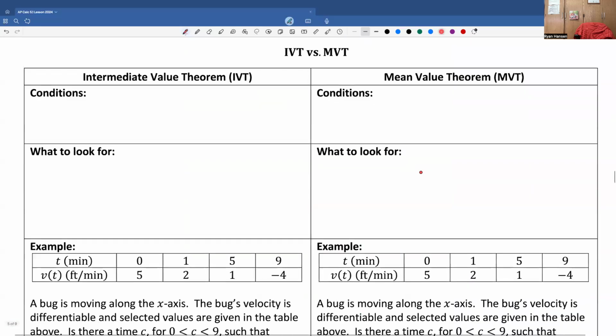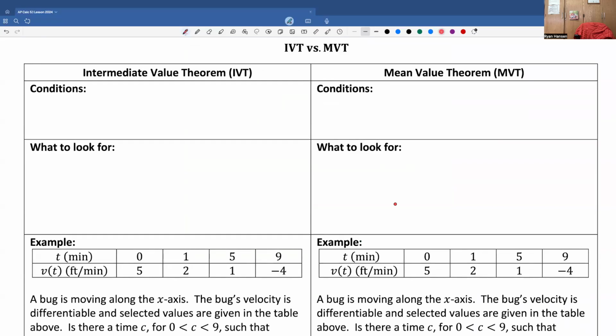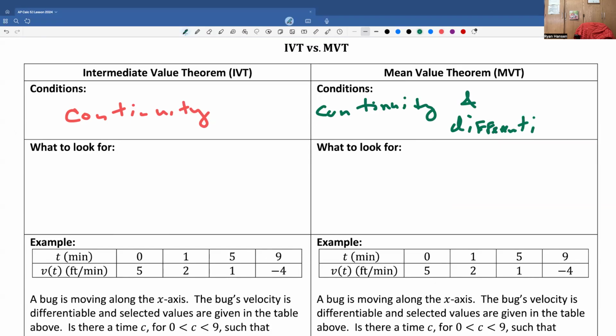Okay, so compare and contrast IVT versus MVT. What are the differences? What are the similarities? To invoke the intermediate value theorem, the only precondition you need is continuity. Okay. Now contrast that with the mean value theorem. What is that predicated on? Yeah, you have to have both continuity and differentiability. I don't know if I can spell that. Differentiability. Woo!